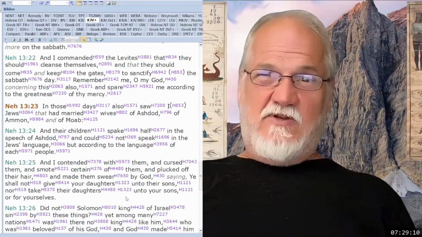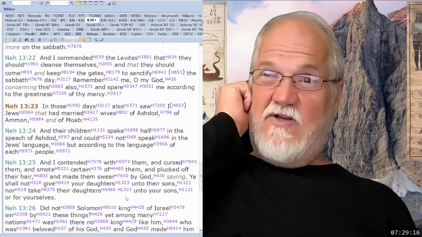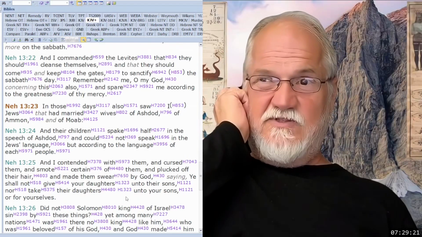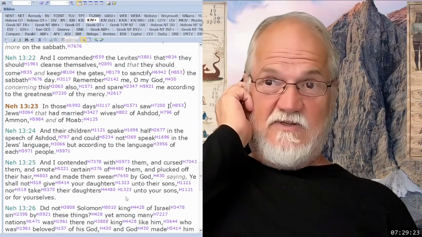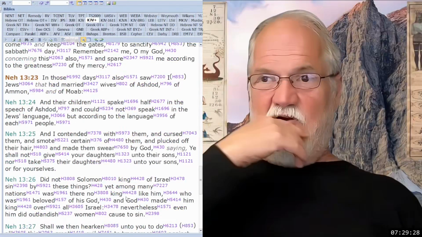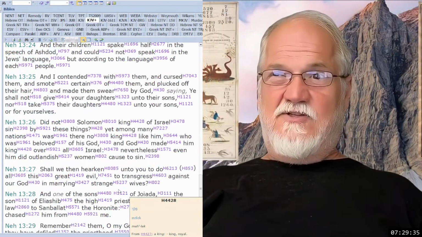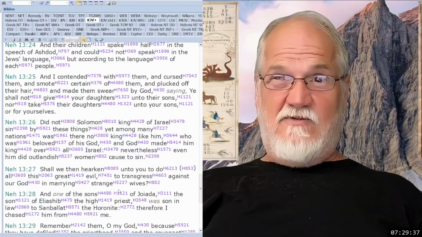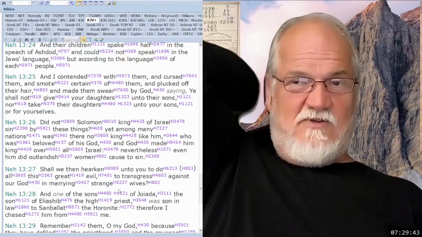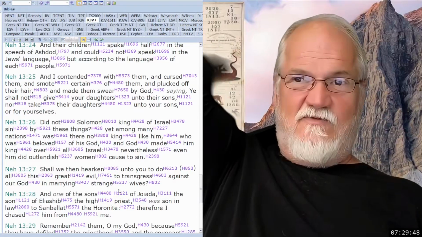And I contended with them and cursed them and smote certain of them and plucked off their hair and made them swear by God, saying, Ye shall not give your daughters unto their sons, nor take their daughters unto your sons, or for yourselves. And then referring back to Solomon's sin in regard to this matter. Okay. And shall we then hearken unto you to do all this great evil? To transgress against our God in marrying strange wives. So that strange, again, we noted before, outlandish and strange, outlandish women, strange, same word for it.